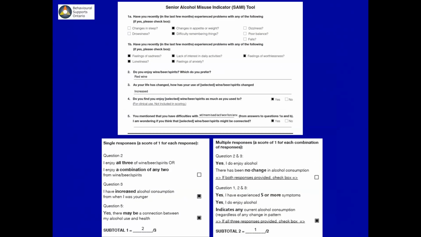So this is not actually a true test of what the SAMI was designed for, because this is a woman who came in with an alcohol-related problem, knew she had an alcohol-related problem, and was very willing to talk about it. So the fact that she scored positive is great, but she should, because she knew she had a problem.